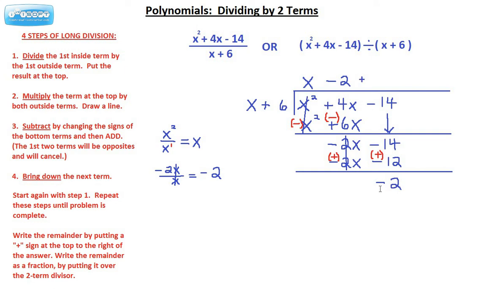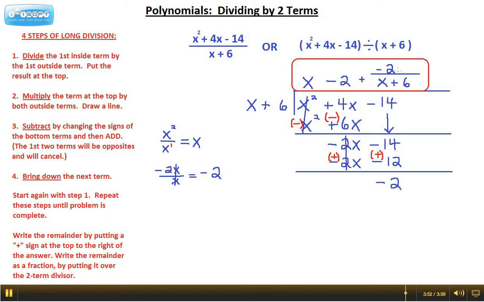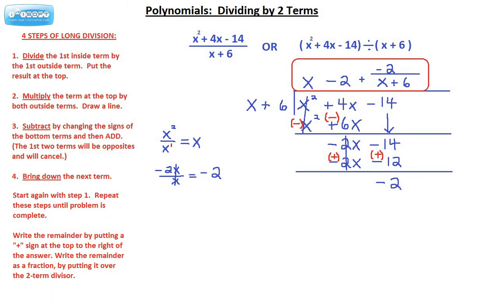Now we write our remainder as a fraction. We put negative 2 over our two-term divisor, x plus 6. Here is our completed problem, and this is our answer, x minus 2 plus negative 2 over x plus 6.